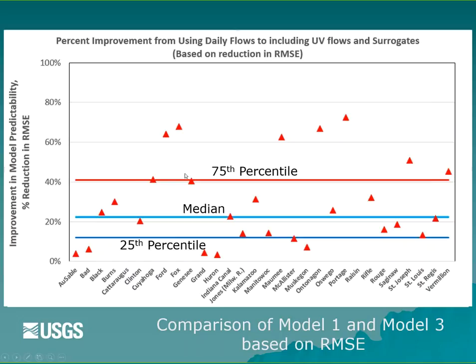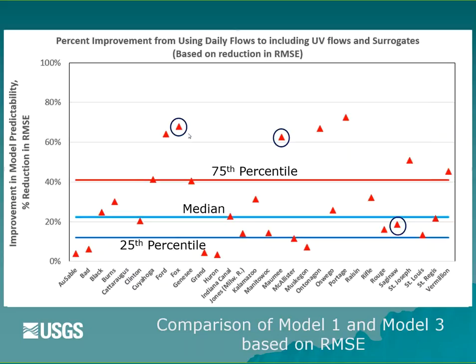And for some of these sites, which are really important sites, priority watersheds like the Fox, the Maumee, the Saginaw, especially the Fox and the Maumee, you can see by adding these surrogates, we're getting almost 70%, over 60% improvement using them. So it's really trying to give us a much better idea that the loads we're doing are not only more accurate, but they're also more precise, or vice versa.